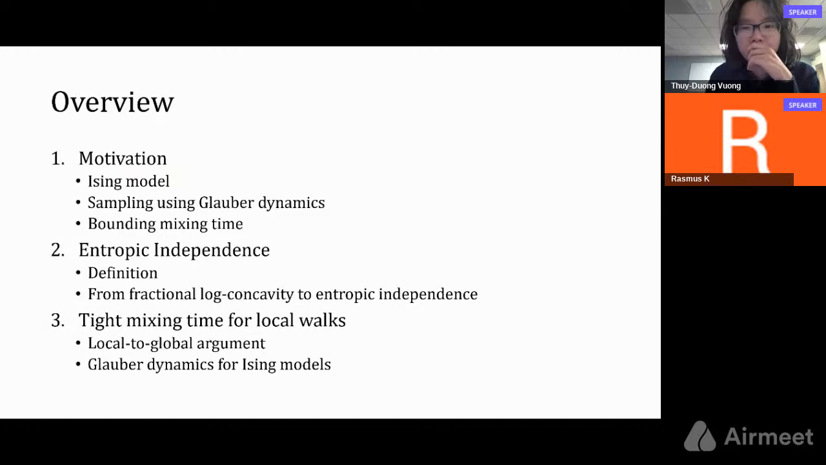First we will go over the application and motivation for this work. We will talk about the Ising model and the problem of sampling from the Ising model, and then some basics about analyzing the runtime of a common sampling algorithm called the Glauber dynamics.